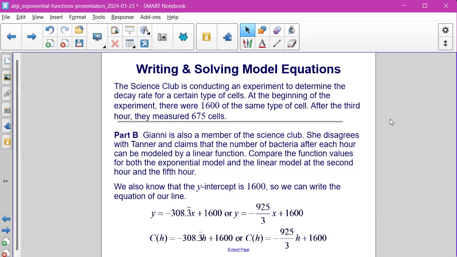We also know that the y-intercept is 1,600, so once we've found the slope, we can write our linear model to be y equals negative 308.3 repeating x plus 1,600, or you could write it as y equals negative 925 over 3x plus 1,600. And if you convert that as the number of cells being a function of h, it would be negative 308.3 repeating times h instead of x, plus 1600, or C of h is equal to negative 925 over 3 times h plus 1600.